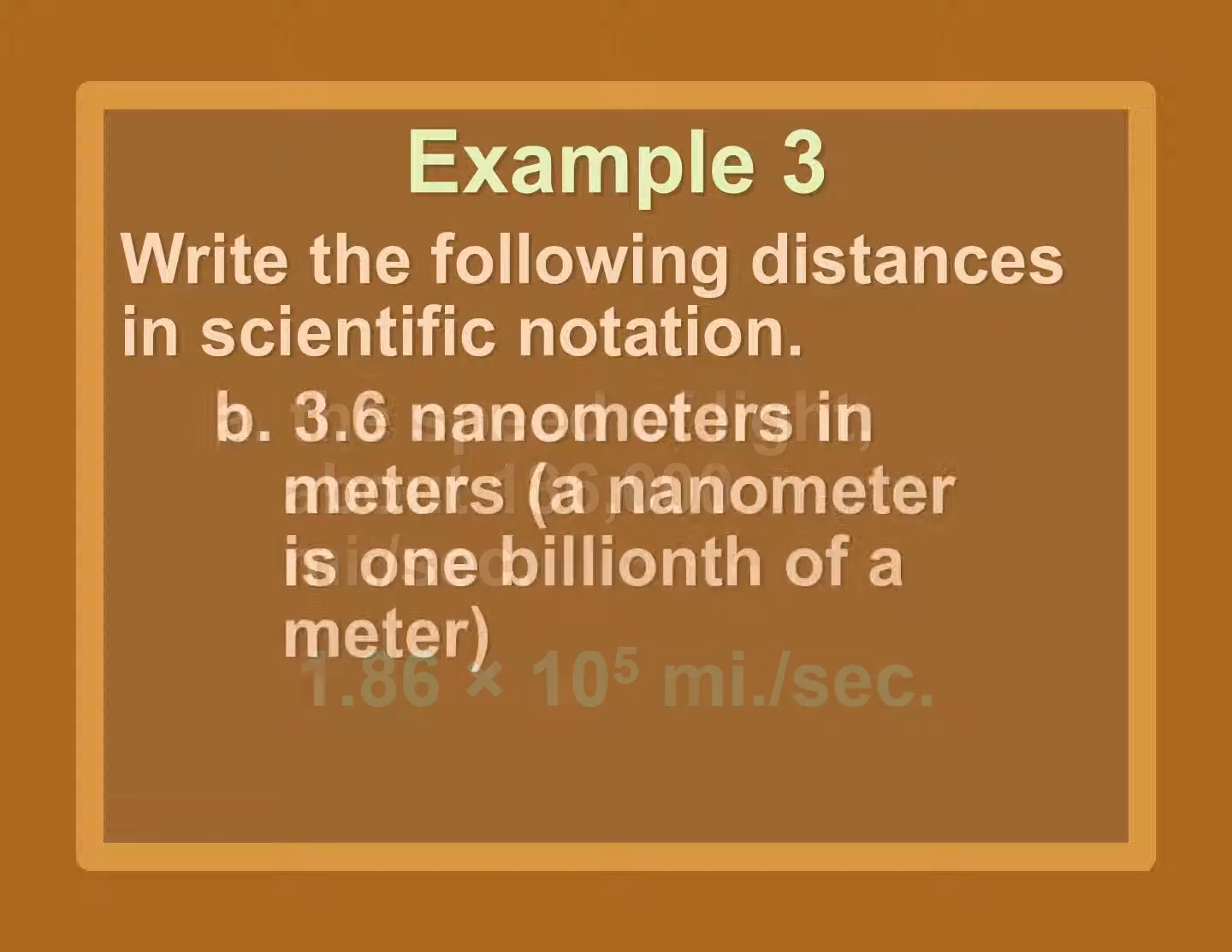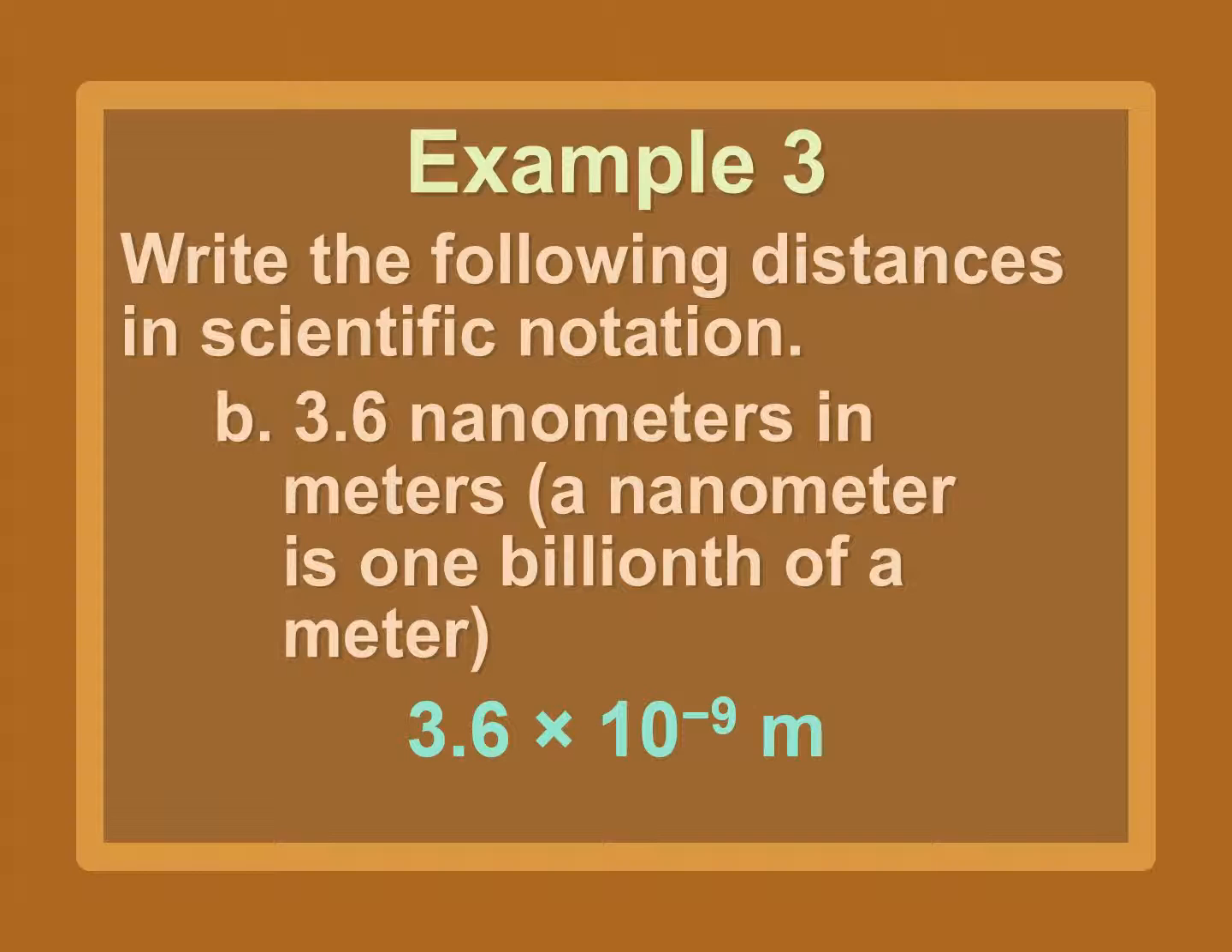Let's do another example. We have 3.6 nanometers, and a nanometer is 1/billionth of a meter. So if you look at that chart that you wrote down, remember billionth was 10 to the negative 9. So we've got 3.6 times 10 to the negative 9.